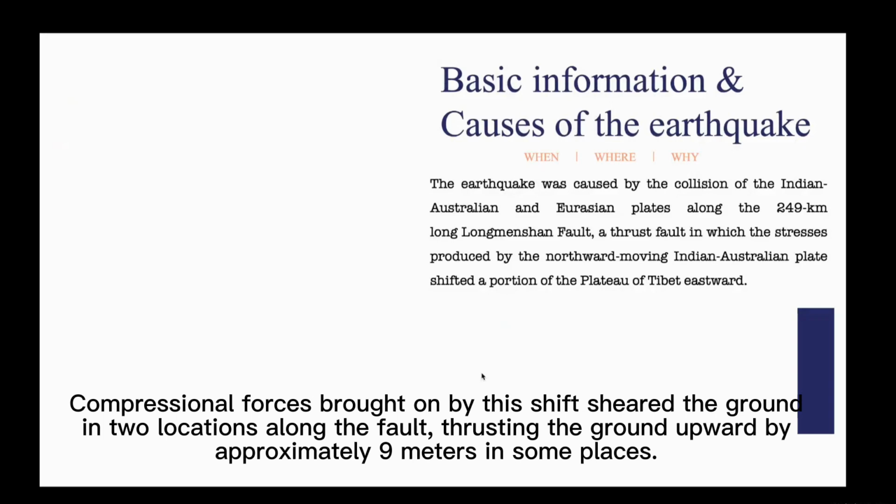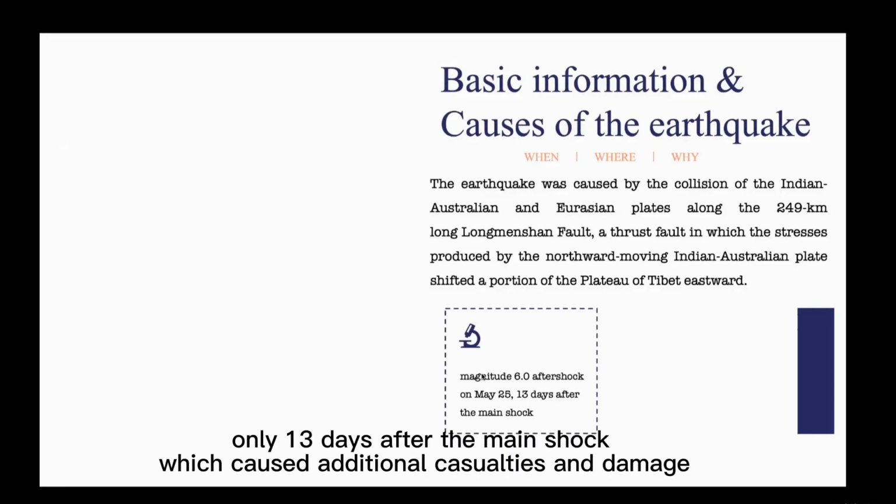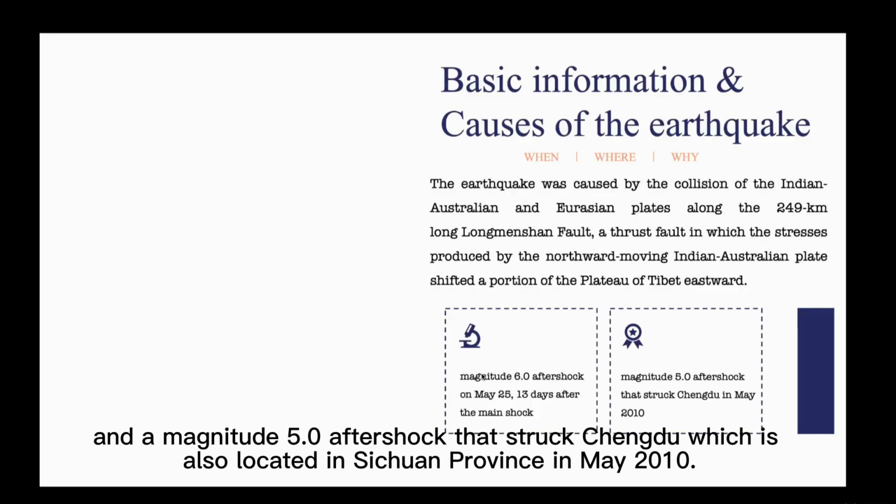Compressional forces brought on by this shift sheared the ground in two locations along the fault, thrusting the ground upward by approximately 9 meters in some places. Numerous aftershocks occurred in the days, months, and years that followed, including a magnitude 6.0 aftershock on May the 25th, only 13 days after the main shock, which caused additional casualties and damage, and a magnitude 5.0 aftershock that struck Chengdu, which is also located in Sichuan Province, in May 2010.